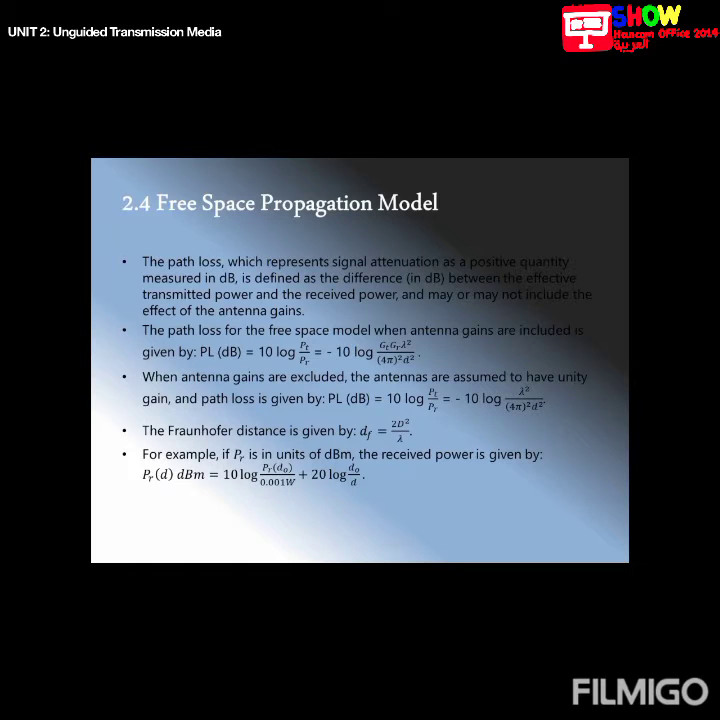When antenna gains are excluded, the antennas are assumed to have unity gain, and path loss is given by PL(dB) equals 10 log Pt over Pr, which equals minus 10 log of lambda squared over (4 pi) squared d squared L. The Fraunhofer distance is given by dF equals 2 D squared over lambda. For example, if Pr is in units of dBm, the received power is given by Pr(d) dBm equals 10 log Pr(d0) over 0.001 watt plus 20 log d0 over d.